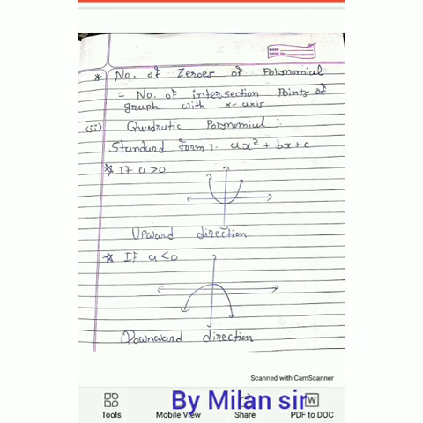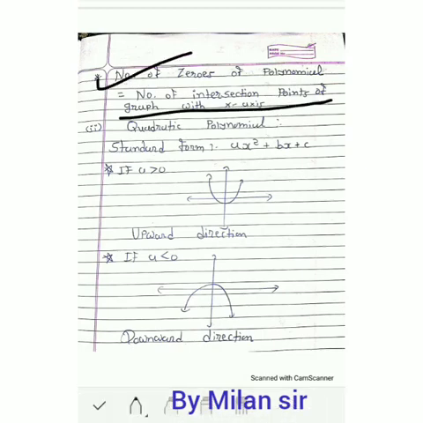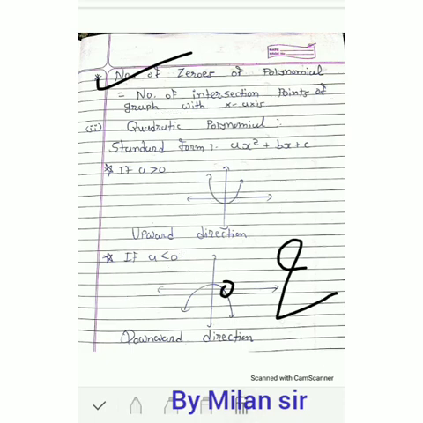So I've written here one conclusion, that the number of zeros of a polynomial is equal to the number of intersection points of the graph with the x-axis. For example, consider these 2 examples. Here intersection points with the x-axis are 2, so the number of zeros is 2. Again here 2 intersection points, number of zeros 2. This theory we will use in exercise number 2.1. At that time we again recall this theory.